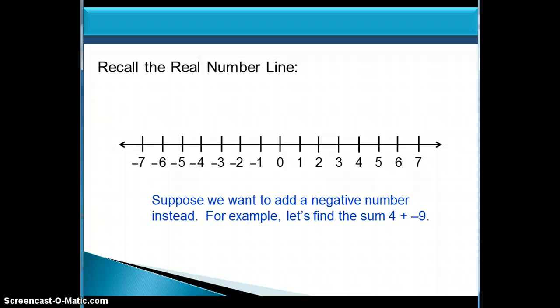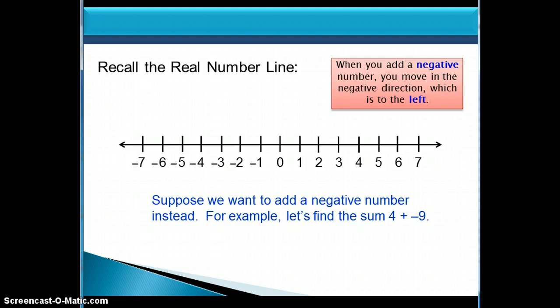Suppose we want to add a negative number instead. For example, let's find the sum 4 plus -9. Now when we added a positive number last time, remember we moved in the positive direction, which is to the right. So as you would expect, to add a negative number, we'll do just the opposite. We will move to the left whenever we're adding a negative number. So when you add a negative number, you move in the negative direction, which is to the left.